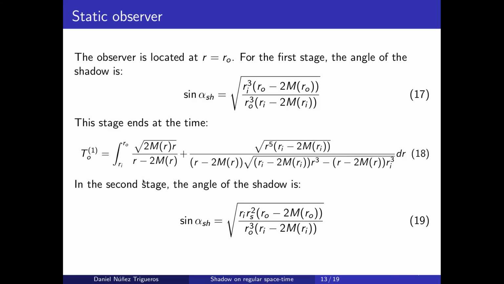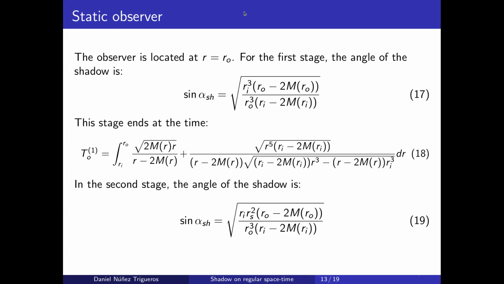Then it starts to collapse, and the last photon that leaves the surface of the star as it starts to collapse takes a time to arrive at the observer. So you need to take that into account, and it arrives at the observer at a time T01 that is different from 0, that is the time of the star when it starts to collapse. So then at that time, the second stage starts for the observer.